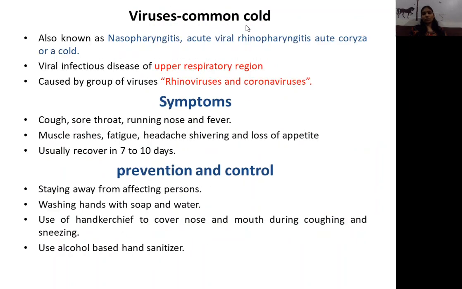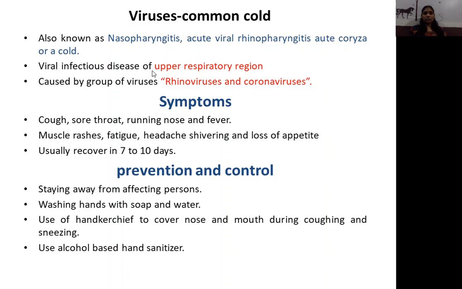Next one is the common cold. Okay, the common cold is caused by viruses. So which viruses? See here. Common cold is also known as nasopharyngitis. Naso means nose. Okay, so nasopharyngitis, then acute viral rhinopharyngitis, acute coryza or a cold. These are the different names for the common cold.